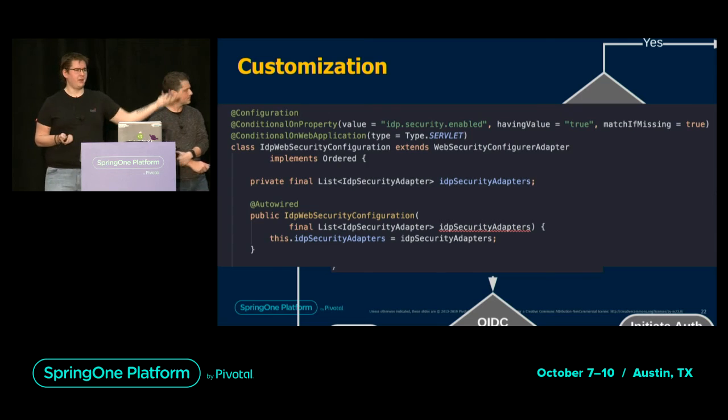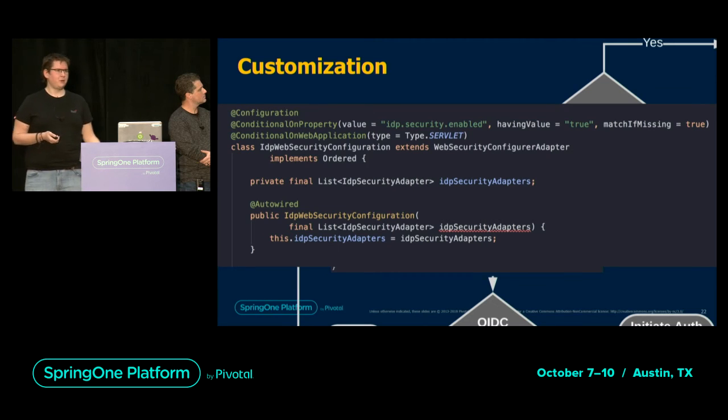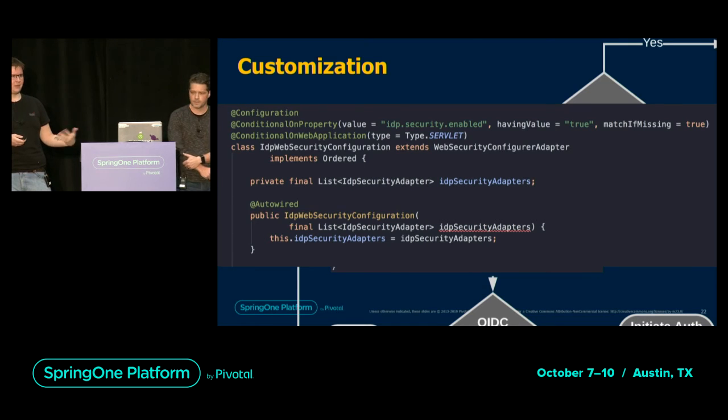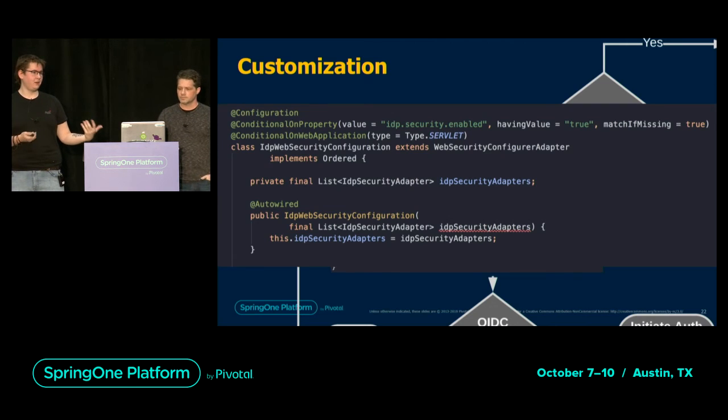So we just collect the adapters and start applying them to the server HTTP or the web security configure adapter. So we only have one of those in the application. Again, this is a higher level of abstraction. You can't have multiple web filter proxy chains, but we find a lot of people get caught out. So if you're in this module, you get one.